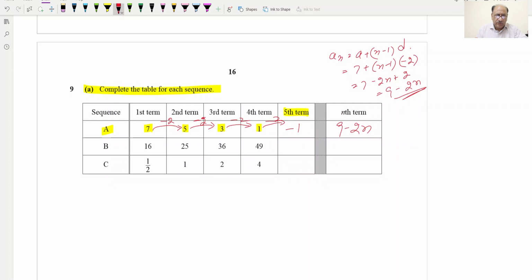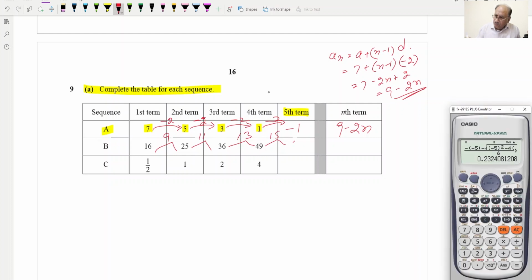Now for sequence B, if we check, the difference is adding 5, then adding 9, then this one will be adding 11, and this one is adding 13. It means 9, 11, 13, and next we will be adding 15. So 49 plus 15 is what? Is 64. 49 plus 15 is equal to 64.